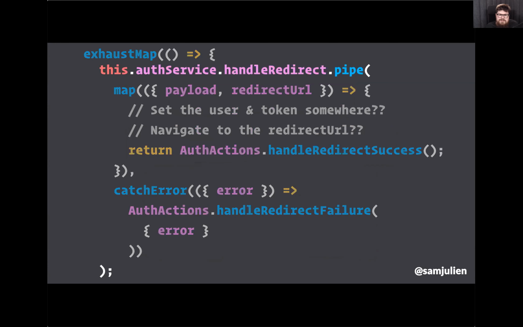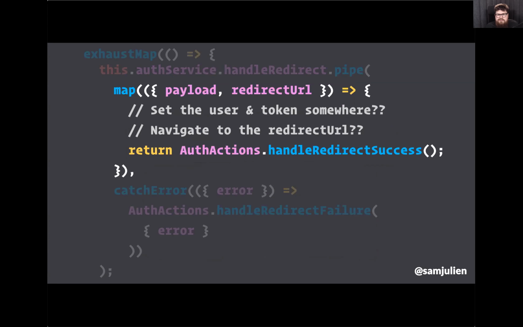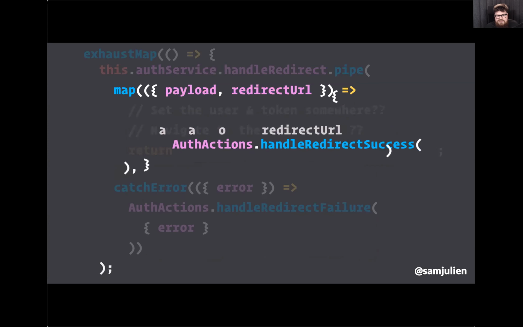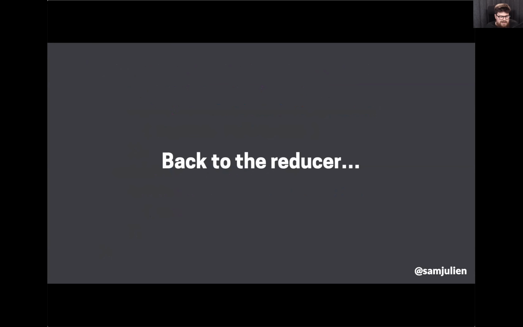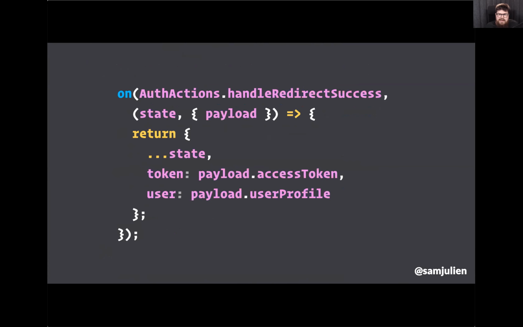So if we go back to our effect, we can refactor this to make it a little bit clearer. Instead of having this section here where we're muddling around trying to figure out what to do, we can break this apart into a couple of different steps. Instead, we're going to dispatch the handle redirect success action, and we'll send along with it the payload that the auth service is giving us from the handle redirect, which will include the token, the user, and the redirect URL. That handle redirect success action is going to dispatch here, and then we're going to head back over to the reducer and create a new case in our reducer.